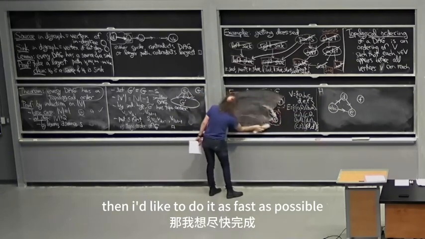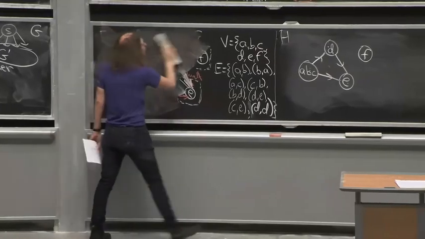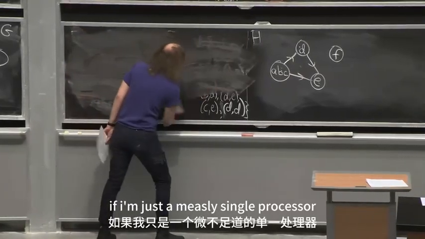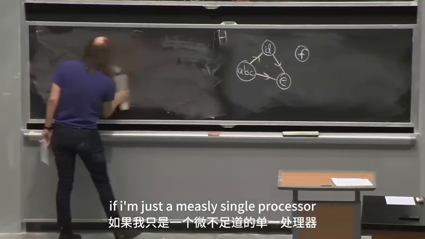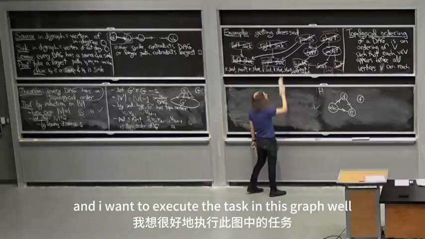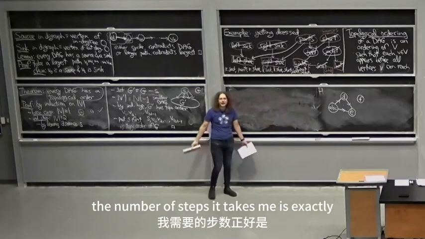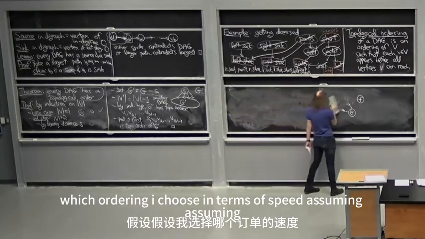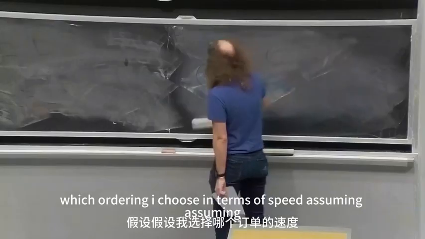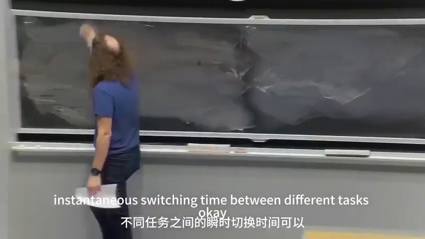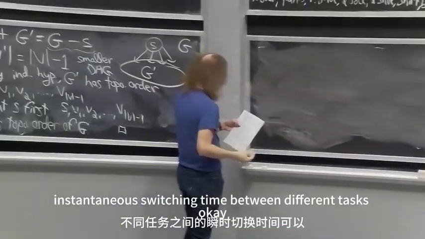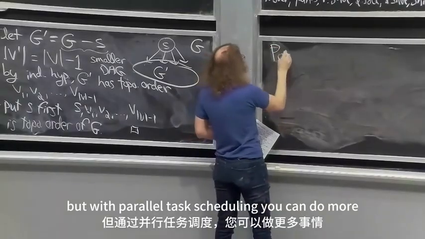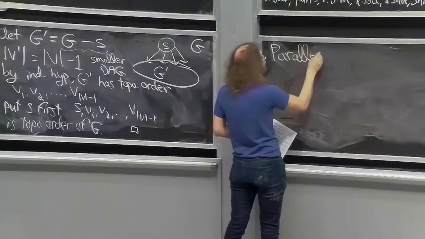Then I'd like to do it as fast as possible. If I'm just a measly single processor, and I want to execute the tasks in this graph, well, the number of steps it takes me is exactly the number of vertices, no matter how I do it. It doesn't really matter which ordering I choose in terms of speed, assuming instantaneous switching time between different tasks. Okay, but with parallel task scheduling, you can do more.